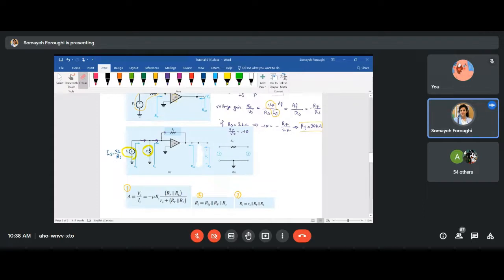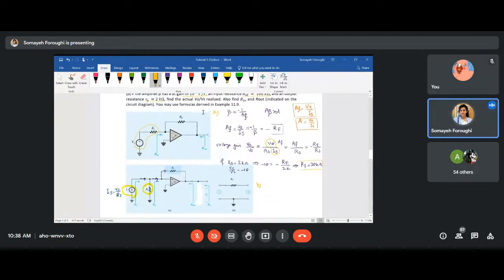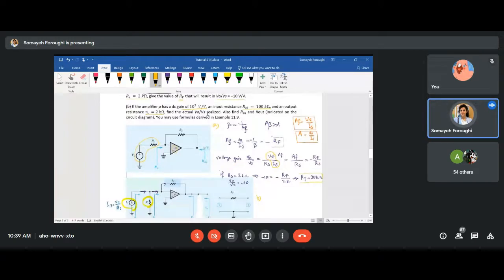Okay, in this shunt configuration, you have your A, your open circuit gain to be like this. You have your RI like this, and you have your RO like this. So I'm just going to use the equations. I'm not going to do any magic. The question says mu is 10 to the power of 3 volts. And so let's say, first of all, we should find VO versus VS, and then find R in and R out.